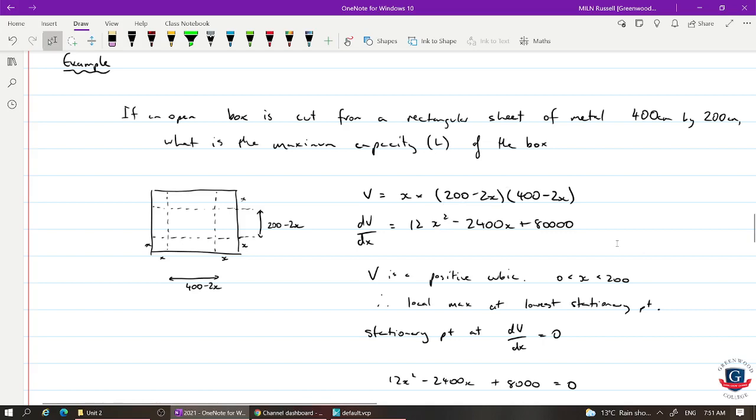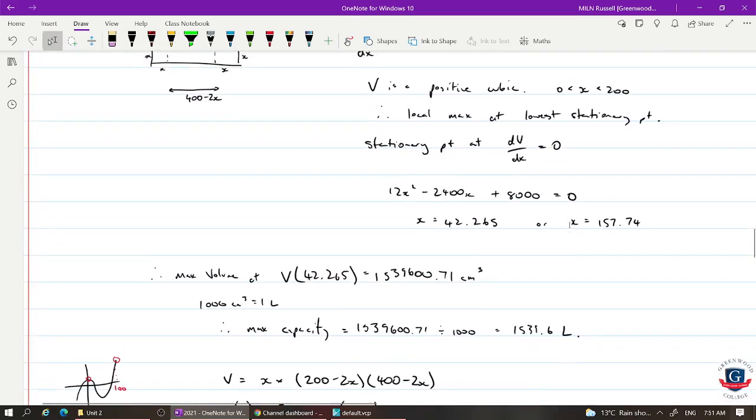Positive times negative is positive. So if the stationary point's at dV/dx equals 0, that will give us that equation. Solve it, you'll have 42.265 and 157.74. This will be the maximum. So if we have a positive cubic, the local maximum is always the first value. So we can find the volume at 40, well, no, it's not the maximum volume, we don't know that yet. The local maximum volume will be at 42.265, which is this volume here.